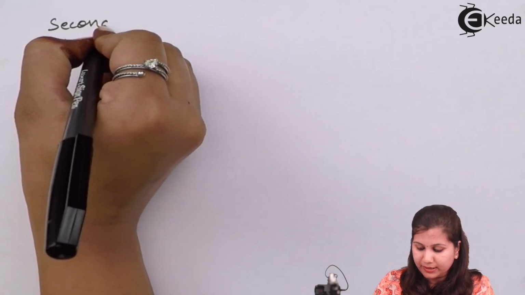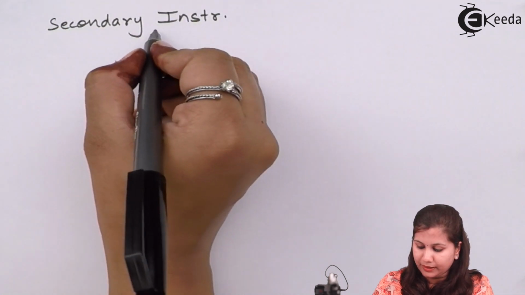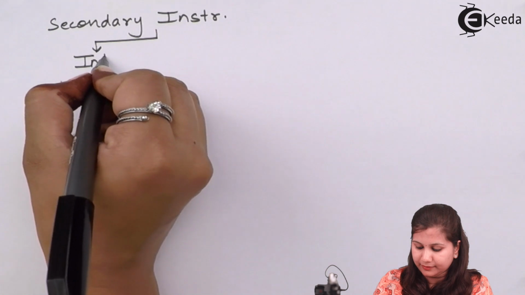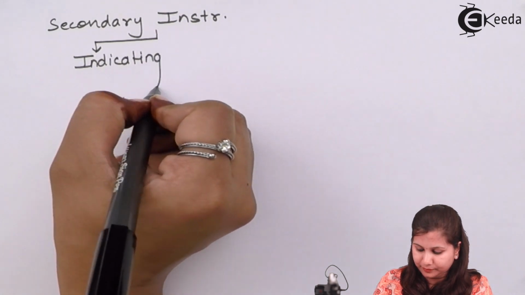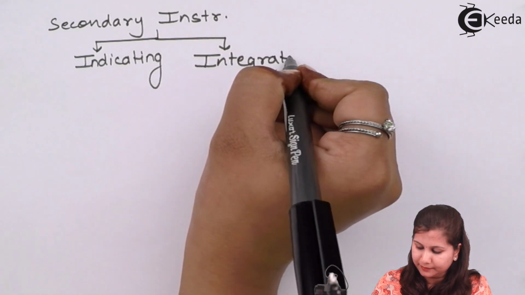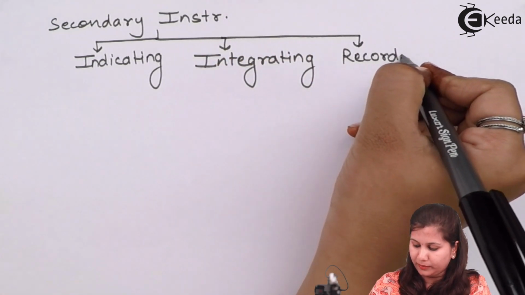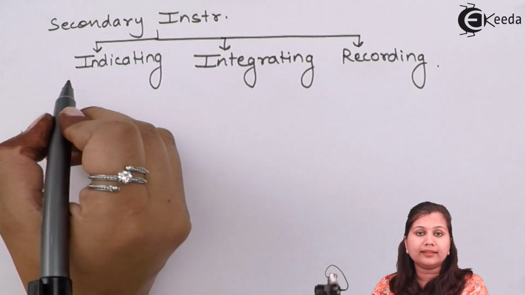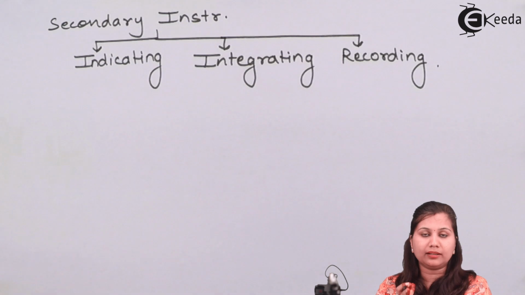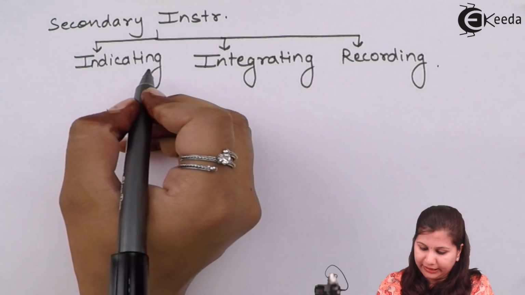So secondary instruments are classified into indicating, integrating, and recording instruments. In the indicating instruments, we have a pointer, and this pointer is deflected over a calibrated scale. So the value of the measurement will be indicated by the pointer deflection.